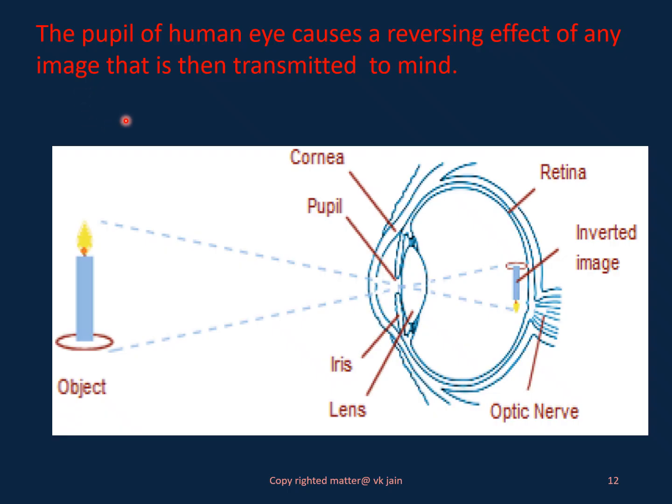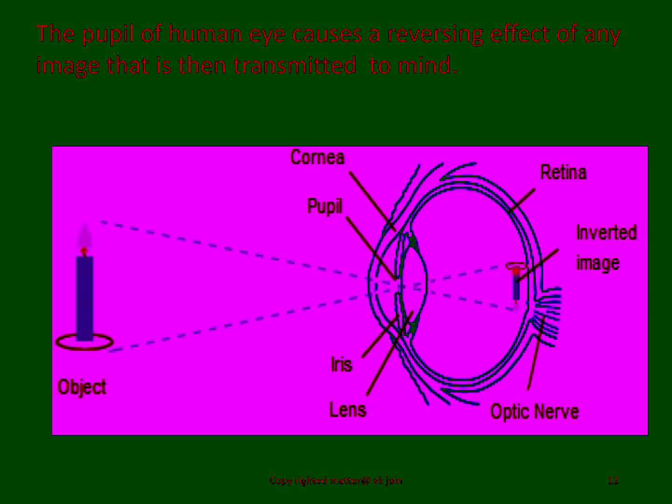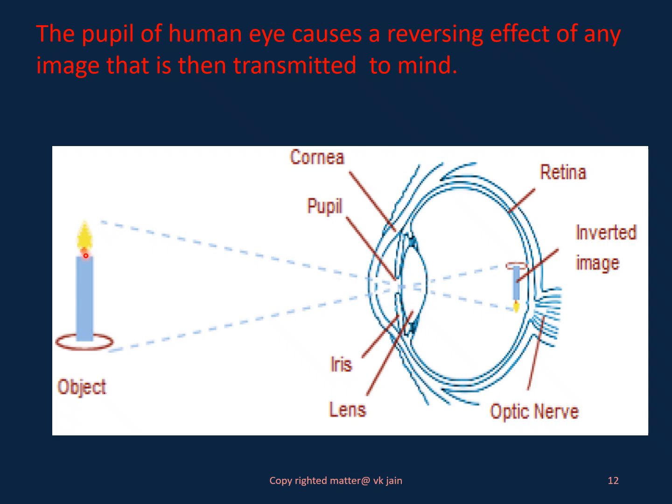It is a well-known fact that the pupil of the human eye causes a reversing effect of any image that is then transmitted to the mind. So it is at this level. Suppose this is the object, then it is conceived through the pupil, and later on the effect that is created is just the reverse of that and conveyed to the brain.